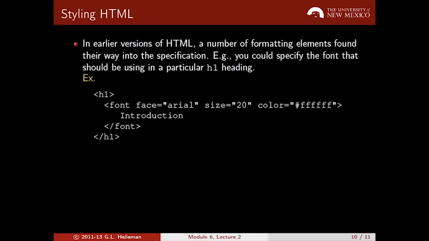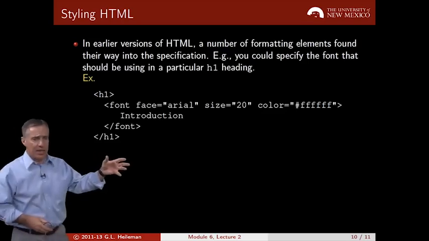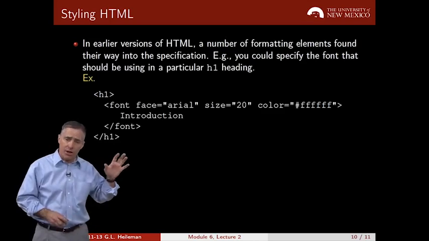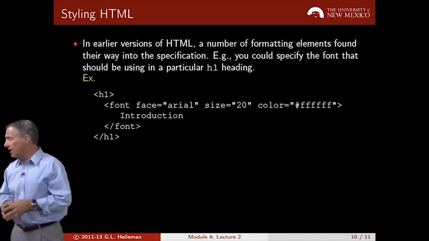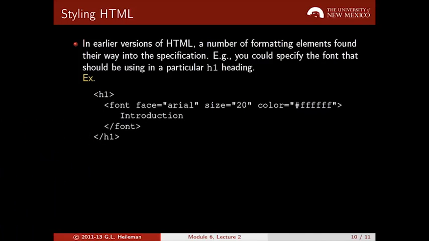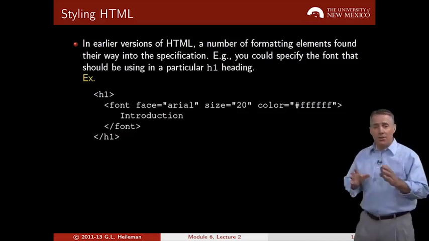Now, in earlier versions of HTML, formatting elements found their way into the specification, right? So you could do things like this. Here's an H1 heading called Introduction, and I'm specifying that the font should be Arial, it should be 20 pixels, and the color is black, and that's what this is saying. That's been deprecated now. Generally, if you look at the current specification of HTML, it tells you don't do this type of stuff, do it using cascading style sheets. So I'm going to tell you now, don't do this.